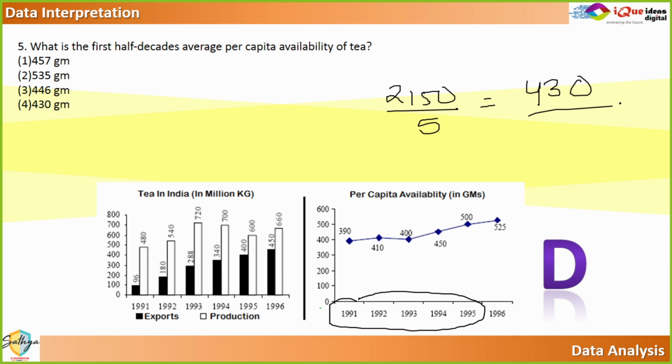So option D is the answer. Pratyush, how did you get 457? Half decade is the first 5 years, so the 96 data is not counted. Right? Yeah. Simple average.